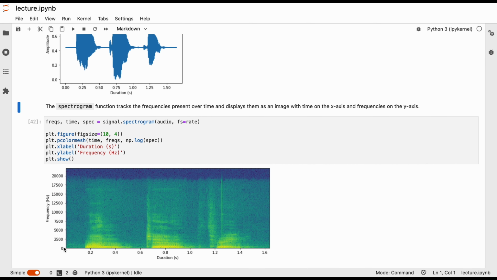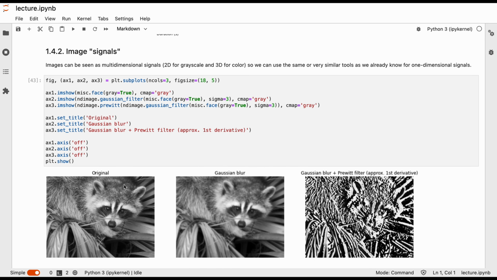So on the x-axis we have again duration, same as in our original audio signal, but then on y we have the different frequencies. And in color we can then see the intensity of every frequency for every time step. And so we can see here there are a lot of low frequencies, but also some higher frequencies. And to create this spectrogram, we can simply call the signal.spectrogram, pass to that our audio signal, and again the sampling rate. And this gives us then the frequencies that are tracked, the time steps, and the actual image, so the spectrogram.